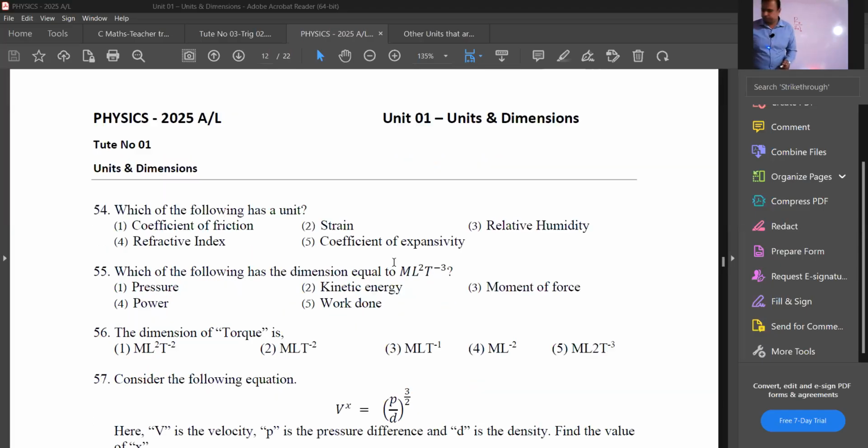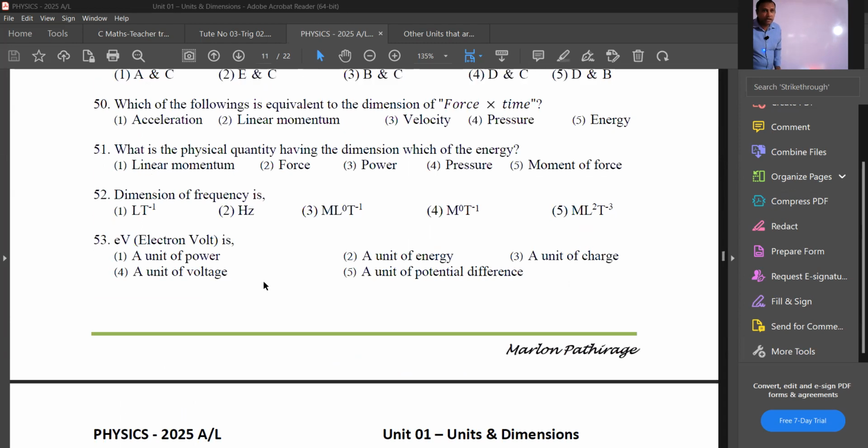Then again, refractive index. Sorry, so the answer for the 53rd question is 4 or 5? 54, 53, sir. 53, answer 2, no? Electron volt is used to measure energy. Okay, sir. Energy.